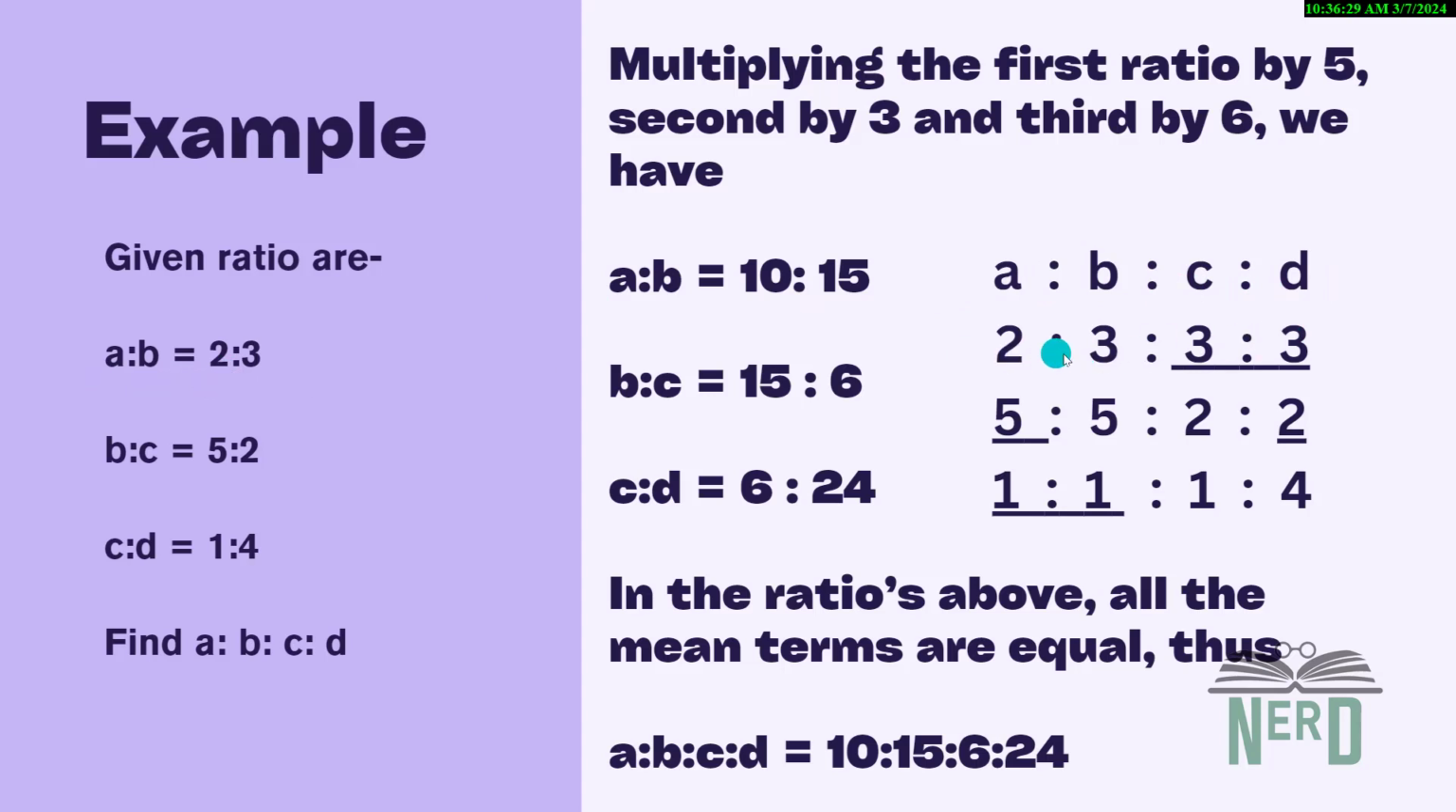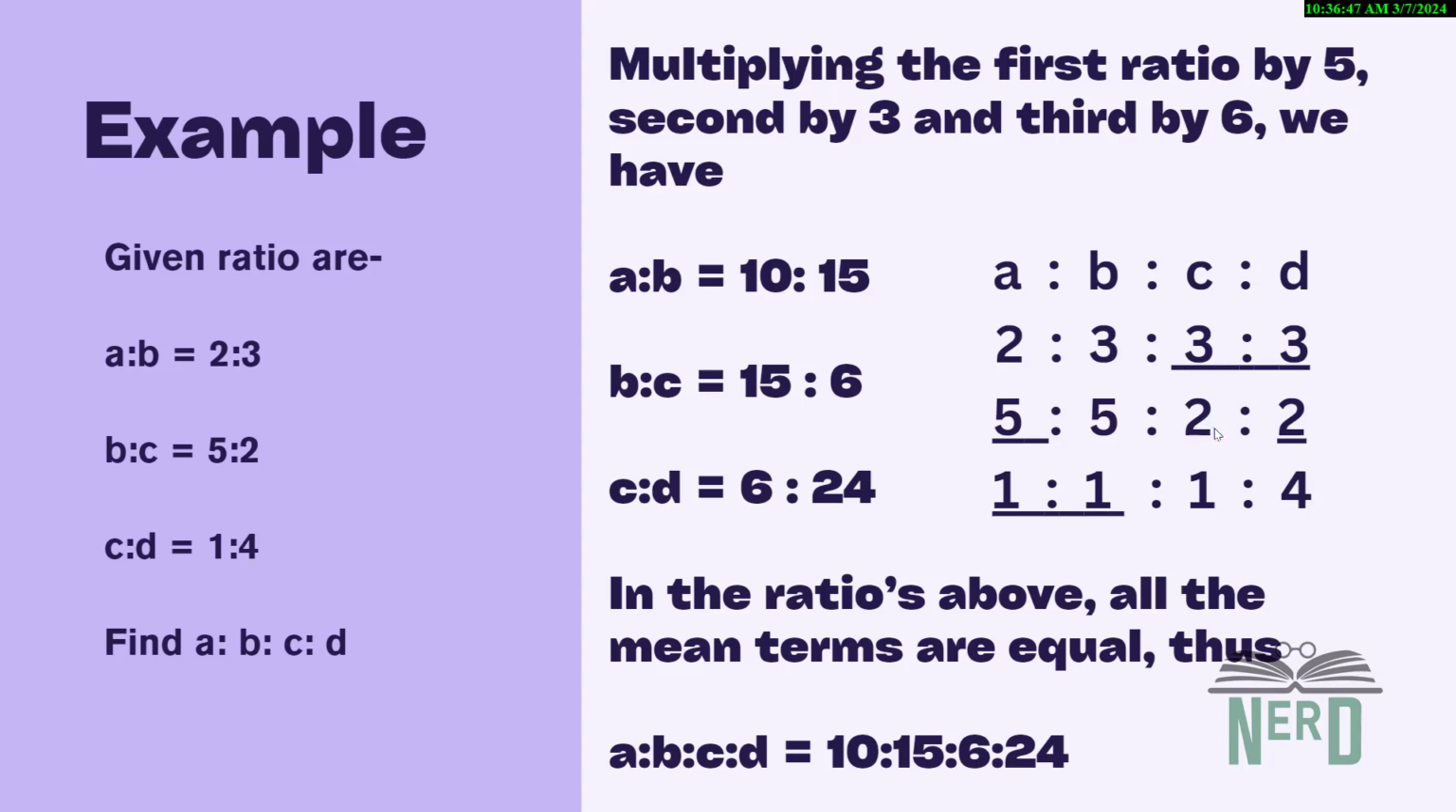So we'll put it here, 2 and 3. And then the next one, it says BC. So we have to find the common factor. So here in 2 we have B as the common factor. So we'll start with B here. So what we have is 5, and the C value is 2.